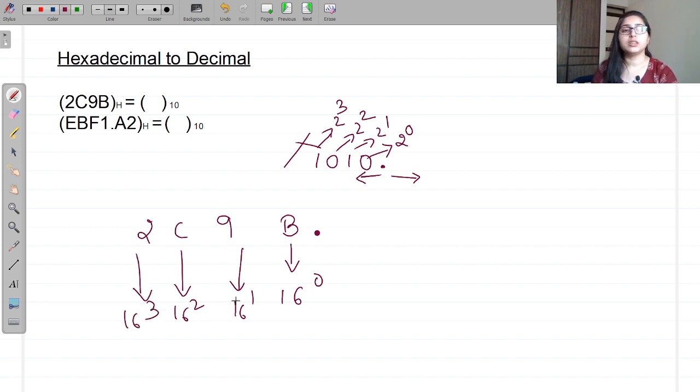So multiply it. 2 into 16 cube plus C. What is C equivalent to? It is 12. So 12 into 16 square plus 9 into 16 plus, what is B? B is 11, right?